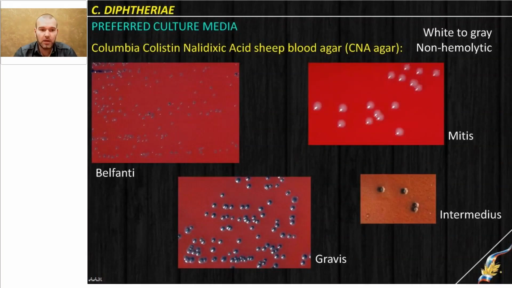So if we talk about pathogenic Corynebacterium diphtheriae in clinical practice, the preferred culture medium for cultivation is CNA agar, Columbia colistin-nalidixic acid agar containing sheep blood. According to biotypes, bacteria will have different colonies, so they will have different appearance on the culture medium. But usually there are different colors from white to dark gray, and no hemolysis is identified. As you can see in those slides, biotypes are easy to differentiate because of general appearance.